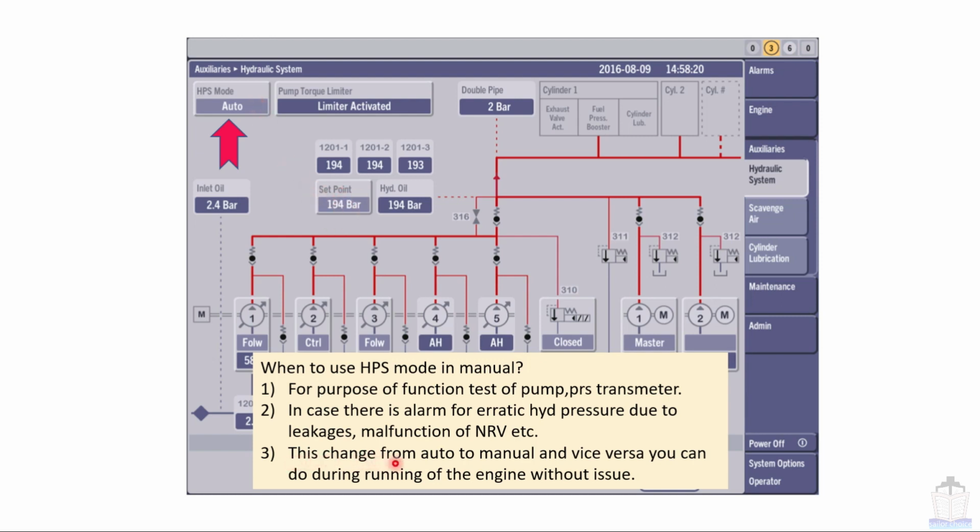Next one is this change from auto to manual and vice versa you can do during running of engine without stopping. Yes, this change of HPS mode from auto to manual you can perform even though the engine is running in any direction and at any load.